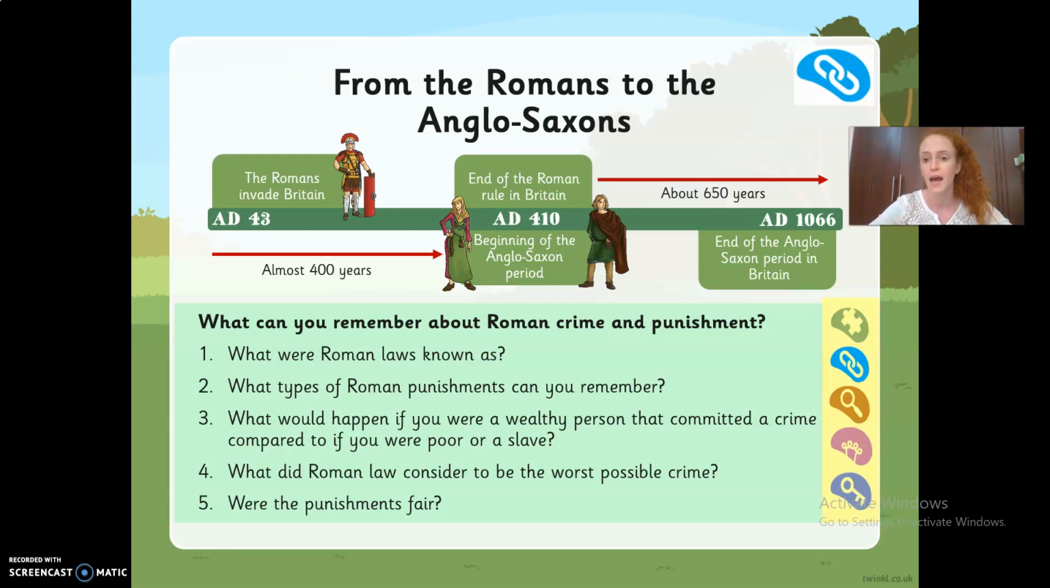Okay, and the Anglo-Saxon period of Britain will last for 650 years, which is 250 years longer than the Roman rule. The Romans lasted for 400 years.